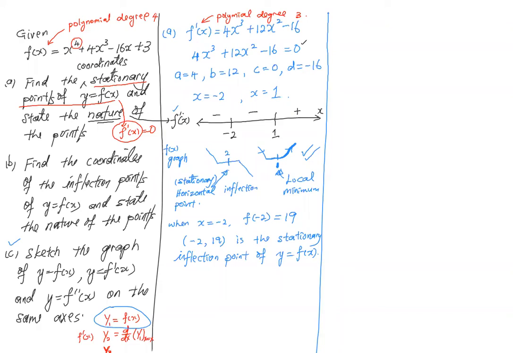Okay, so when x equal to 1, Kevin, what do you get for your f(1)? -8. So you know that (1, -8) is the local minimum of y equal to f(x). Done. Your part A is done. Are you clear?